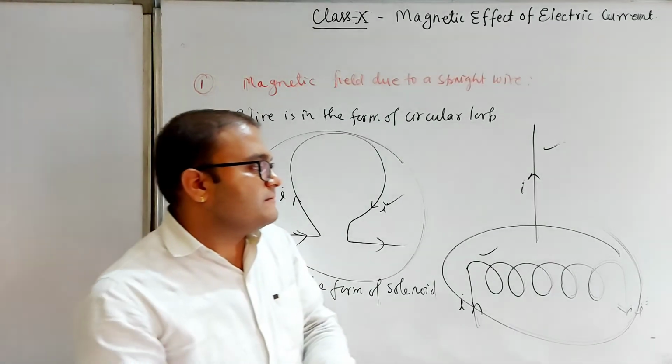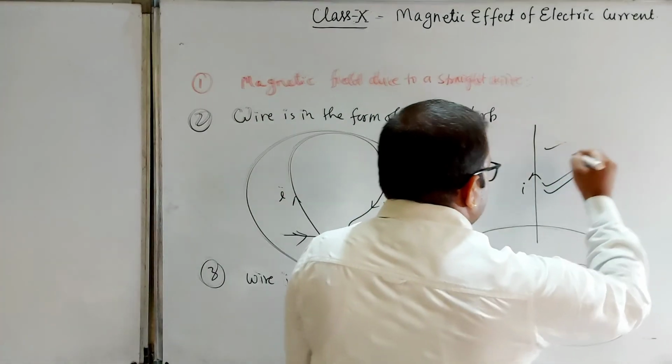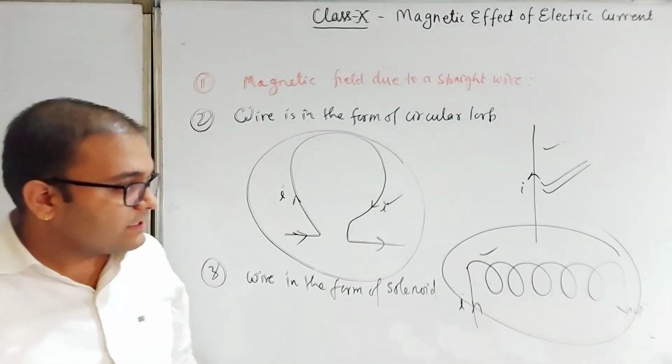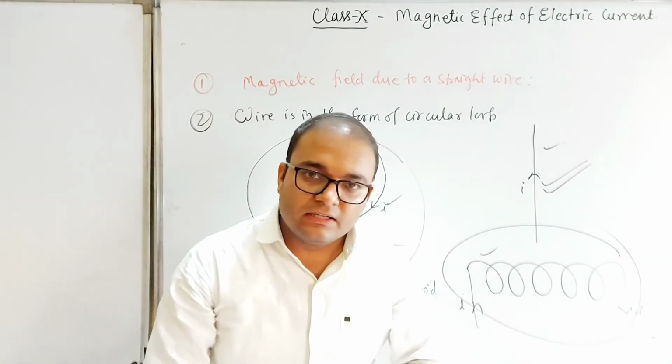In the next lecture, we will study the proper magnetic field, and the direction of the magnetic field, due to a straight current carrying conductor.